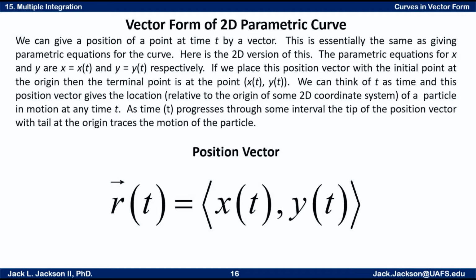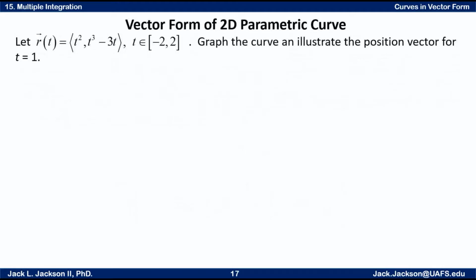Okay, so as t progresses through some interval, we see how these vectors change, indicating where the point or particle is at a particular time. So we can think of t as being time, and this will show the motion of that particle. So for example, let's see if we can do this one. Let the r vector be t squared, comma, t cubed minus 3t, and we're going to let t run from -2 to 2. So we want to graph the curve and illustrate the position vector for a particular point, let's say for t equals 1. See if you can do this on your own right now.